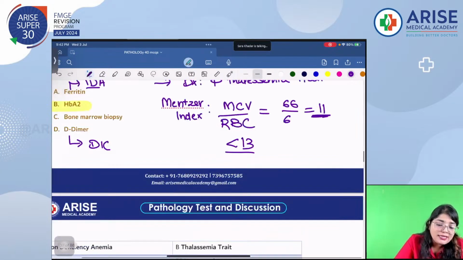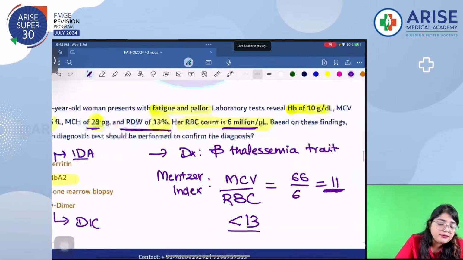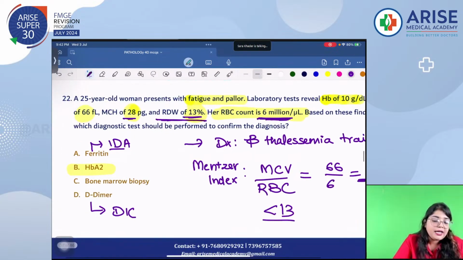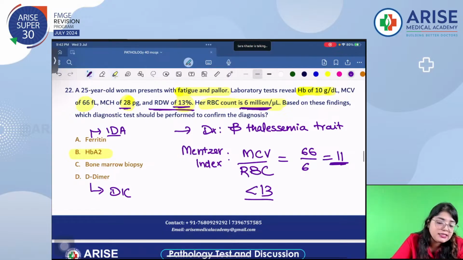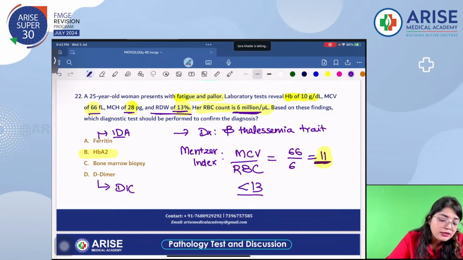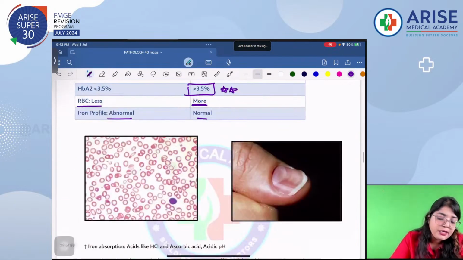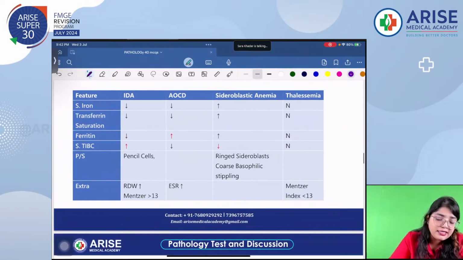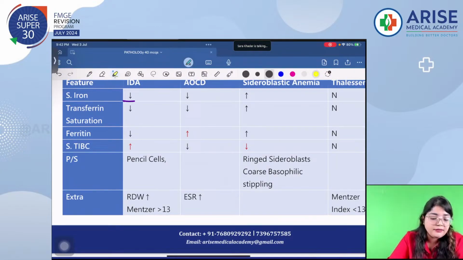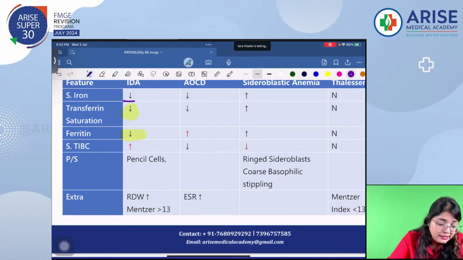Okay. Why is it beta thalassemia trait? Look at the RBCs. Again, RBCs are normal. RDW is normal. And if you check the Mentzer's index, it gives you 11, which is less than 13. Okay. Just because they give you a 25-year-old, look at all this. MCV should be low. In iron deficiency anemia, you should have decrease in serum iron, transferrin saturation, ferritin. TIBC should increase. Remember, TIBC increases here.